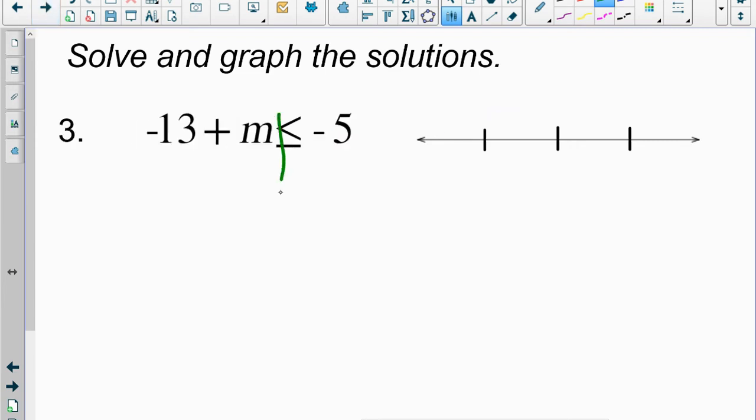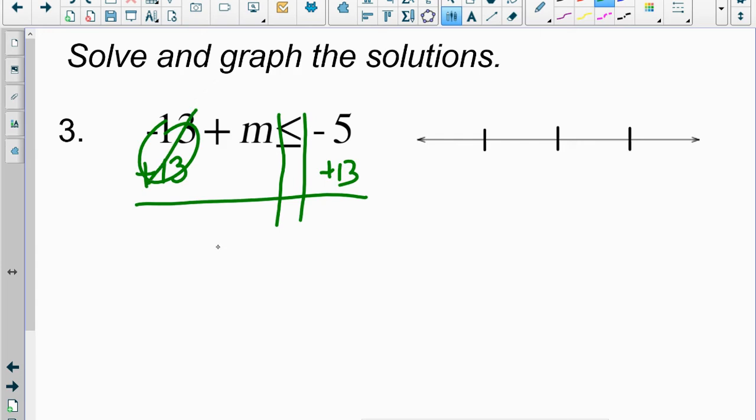All right, number 3. Negative 13 plus m is less than or equal to negative 5. Let's see, to get m by itself, I have to try to get this negative 13 on the other side. I have to try to zero it out. Because it's a negative number, I'm going to have to actually add 13 on both sides. Negative 13 plus 13 is 0. 0 plus m is m. Negative 5 plus 13 is positive 8.